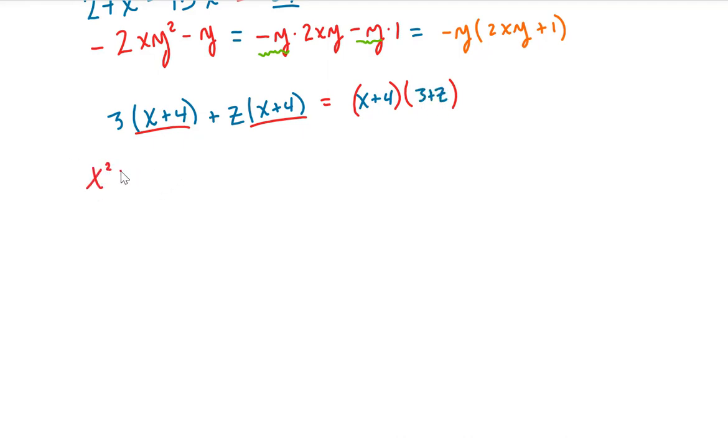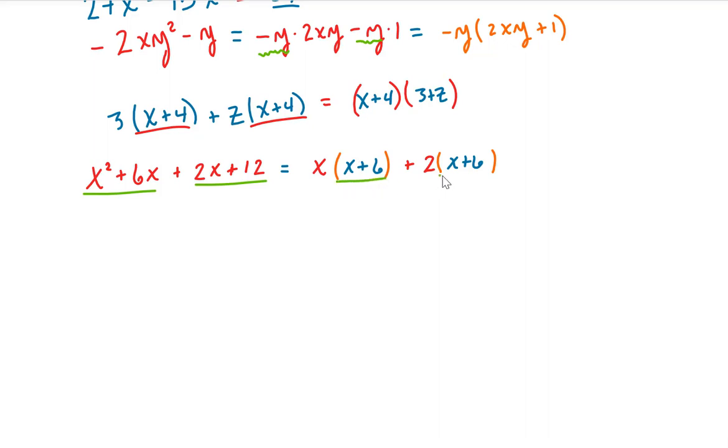Here's a more challenging example. x squared plus 6x plus 2x plus 12. We're going to factor these in pairs of 2. First, look at what x squared and 6x have in common. Well, they have x in common. We'll extract the x, and we're left with an x plus 6. And the second pair, 2x plus 12, well, they both have 2's in common. So we extract the 2, and again we're left with x plus 6.